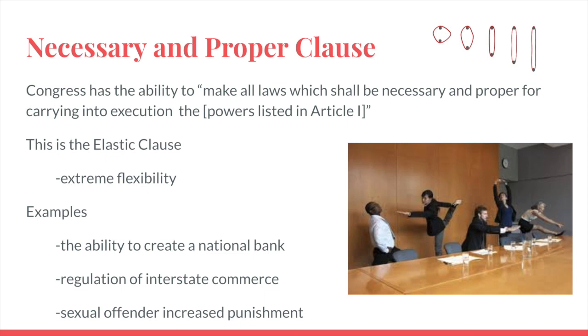All right. The elastic clause. Get it? Elastic? See, you guys miss this stuff. I know you do. Congress has the ability to make all laws which shall be necessary and proper for carrying into execution the powers listed in Article 1. Total, almost total, flexibility. Create a national bank? Yep, we need it to make sure the economy goes. Fine. Regulate interstate commerce? Are we going to figure out that the Commerce Clause basically means what we want? Yep. Have we decided that sexual offenders deserve increased punishment because they're a threat to the community? Yep. That is necessary and proper. It is proper for the defense of the country's children, whatever.